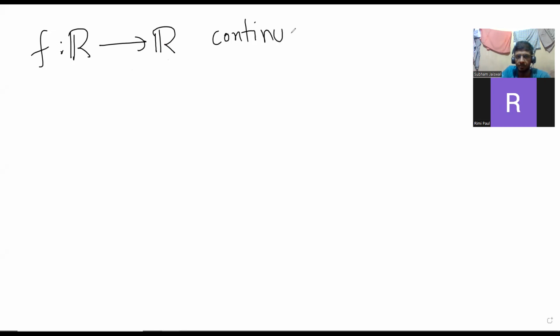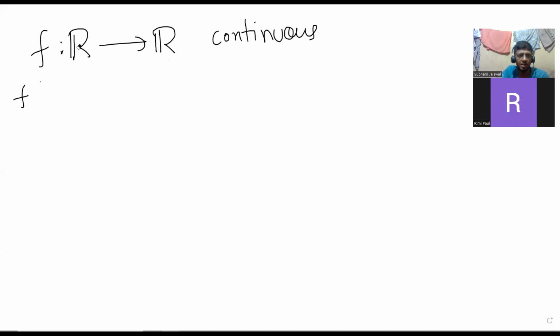So let me begin with a slightly more concrete version of the question. Suppose that f is a function from R to R, and it is continuous. Now, let me ask you this.